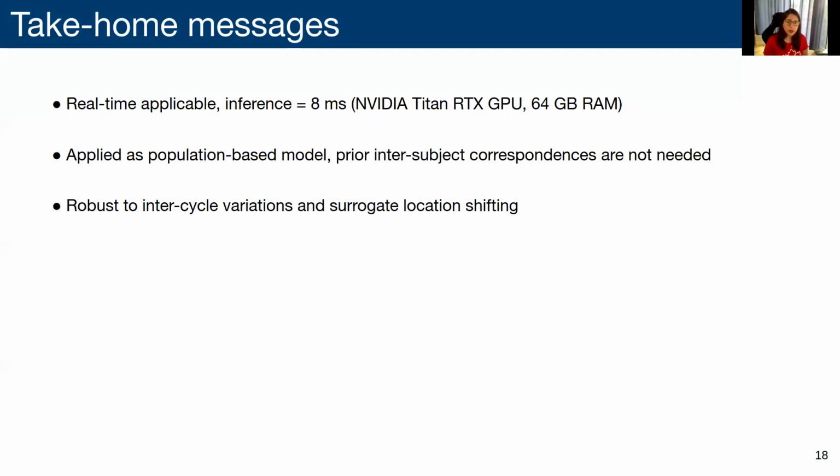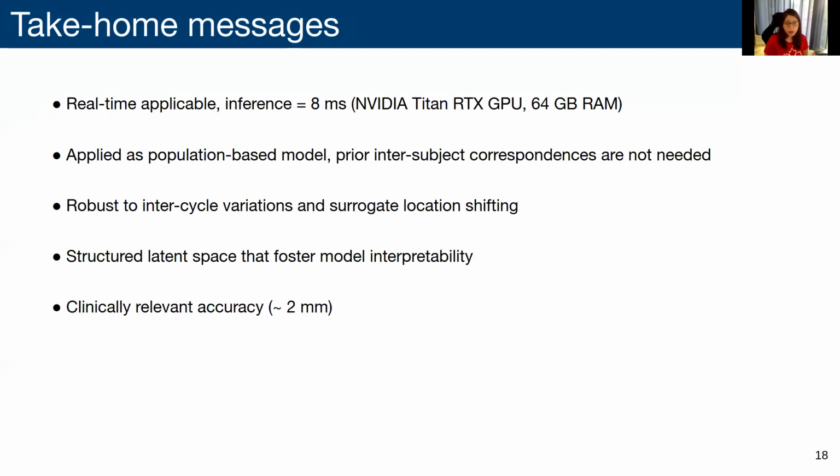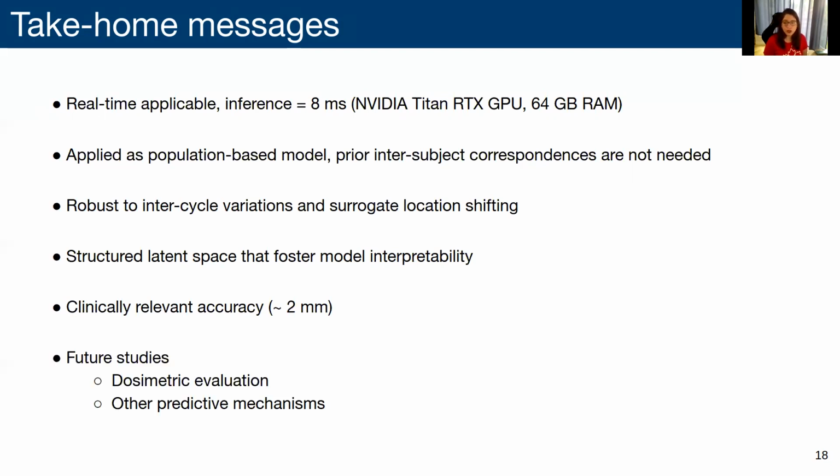Also, the model has shown to have characteristics such as robustness to intercycle variations, shifting of the surrogate location, and structured latent space. The obtained accuracy is clinically relevant and comparable to state-of-the-art results while introducing new advantages. Future studies should focus on assessing the impact from a dosimetric point of view and also exploring other temporal predictive mechanisms.